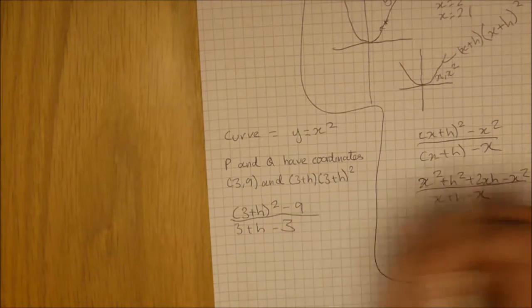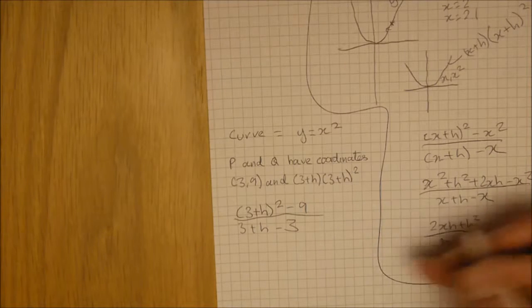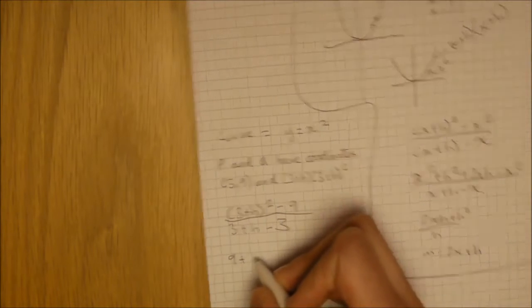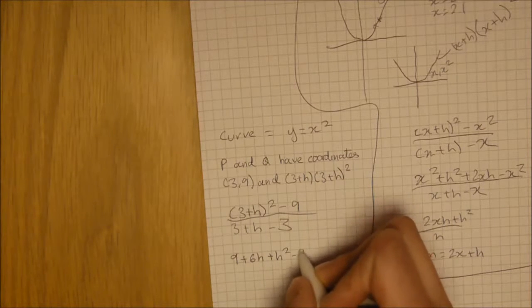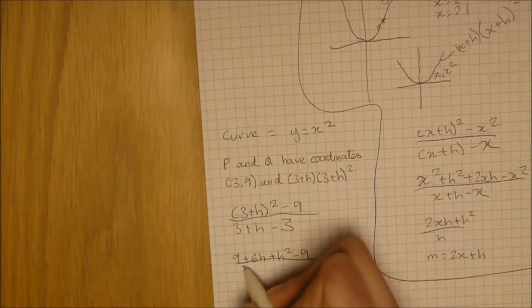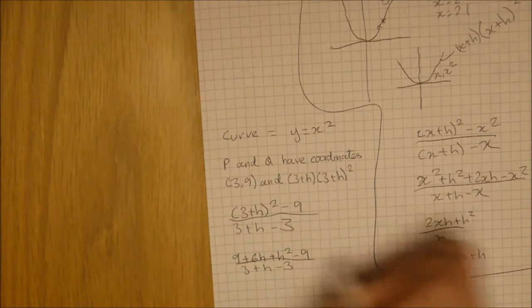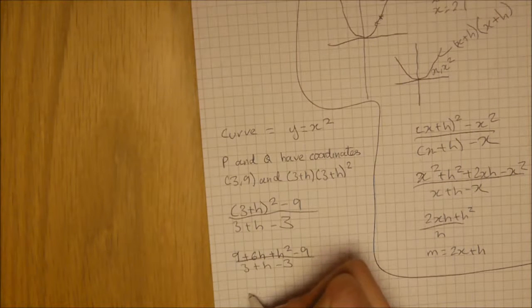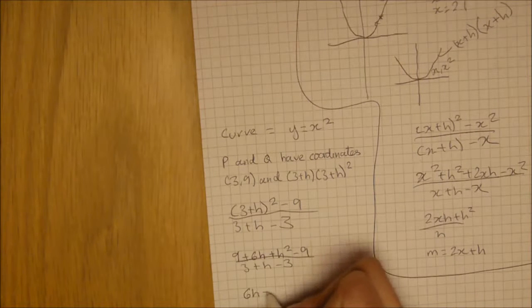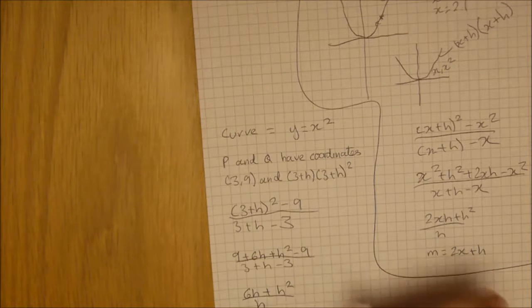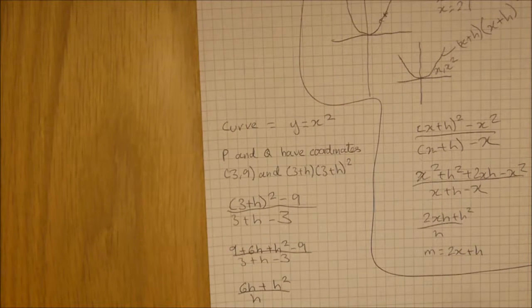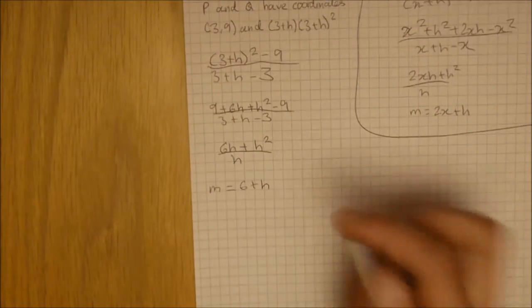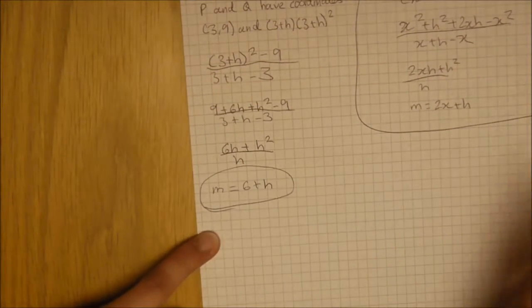As you can see, it looks similar to the beginning, but I'll expand everything outwards and make it all crystal clear for you. So it's 9 plus 6h plus h squared minus 9, over 3 plus h minus 3, which goes down to 6h plus h squared over h, and therefore m equals 6 plus h. Now, the first part asks you to find the gradient of the chord in a simple way, and that is the gradient, 6 plus h.